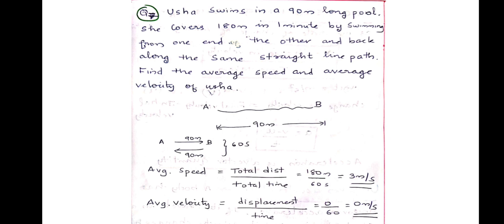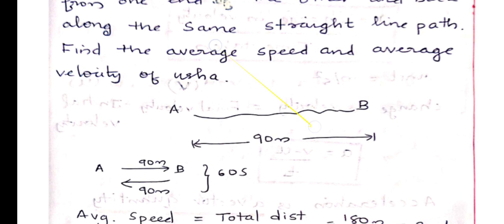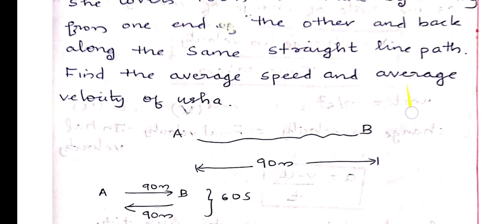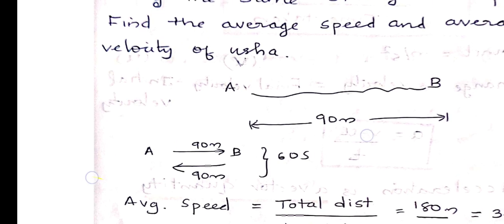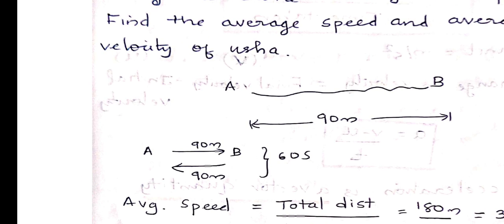Here Usha swims a 90-meter long pool. Look at the diagram. That is A and B. A the starting position, B the other end position. The pool is 90 meter long. First of all, Usha swims the 90 meter towards B and back along the same straight line path, returning to A. Usha swims the 90-meter pool from A to B and back to A. Look at the short diagram. The total time taken is equal to 60 seconds.